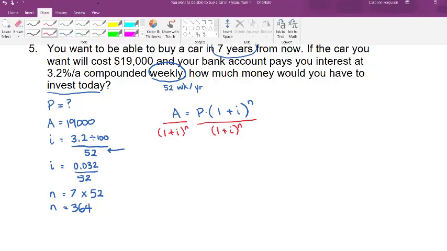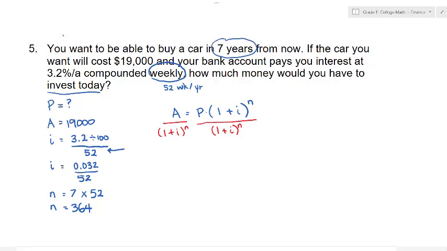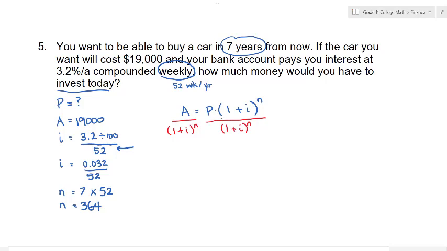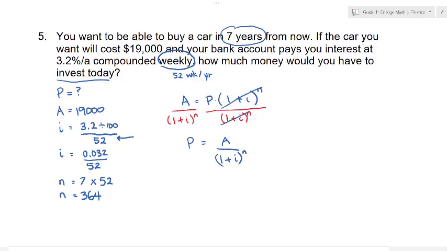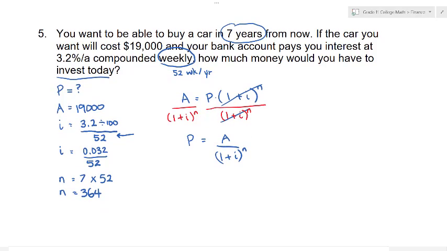So this is the formula that I use when I'm trying to calculate the present value. The (1 plus i) to the n cancel out, and I'm left with P is equal to A over (1 plus i) to the n. And now this is the formula that I'll use because the question is asking how much do I have to invest today, which is my present value. I need to isolate for P first. So that's what I did.